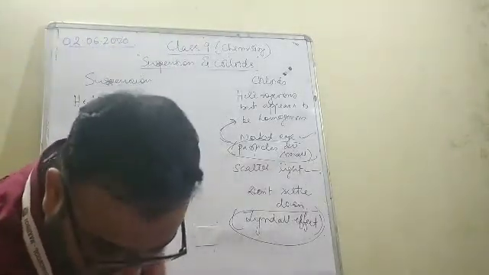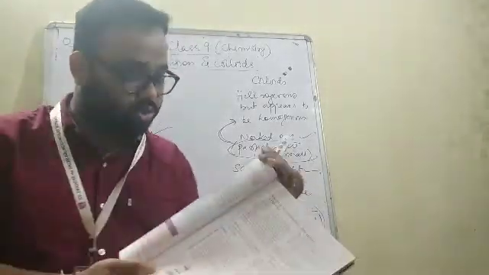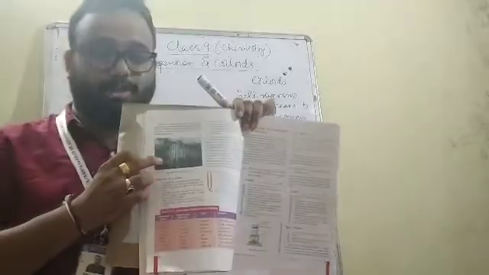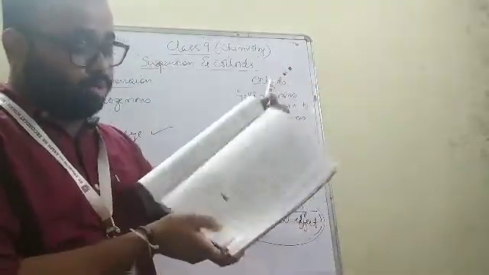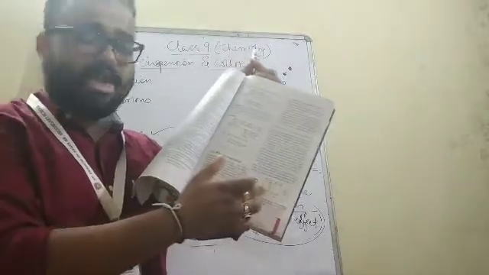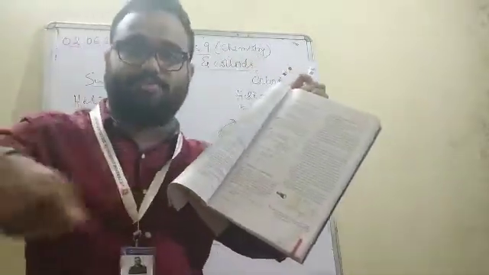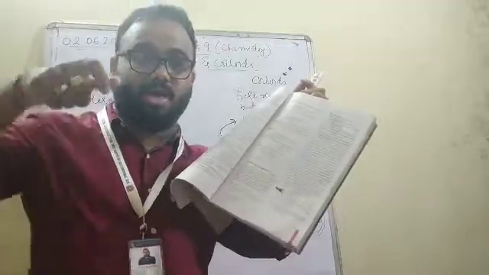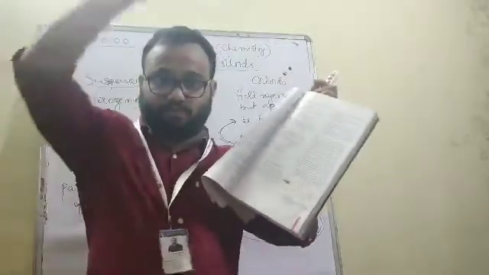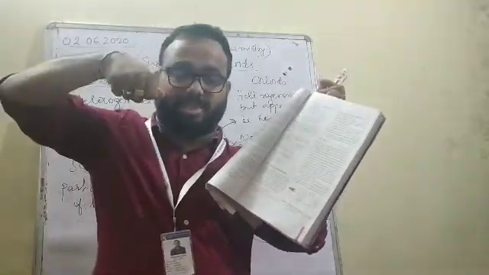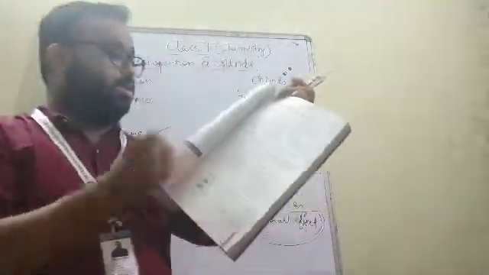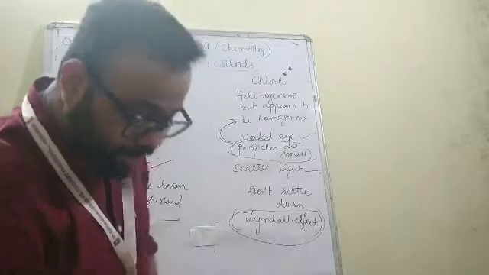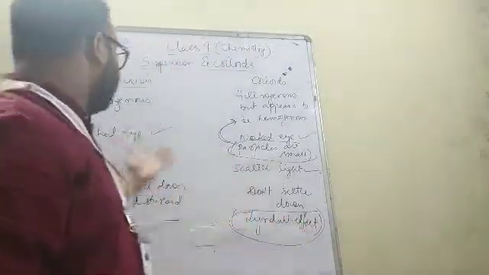Tyndall effect is the scattering of light. You can see it in your books also. Milk is also a colloid, so milk also scatters light. I don't have a torch, so I could not show you the scattering of light. If you take milk in a glass of water and pass light through it with a torch, you can see the path of the light. So these are the properties of colloid and these are the properties of suspension.